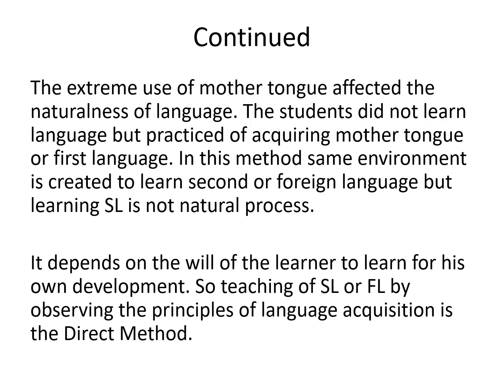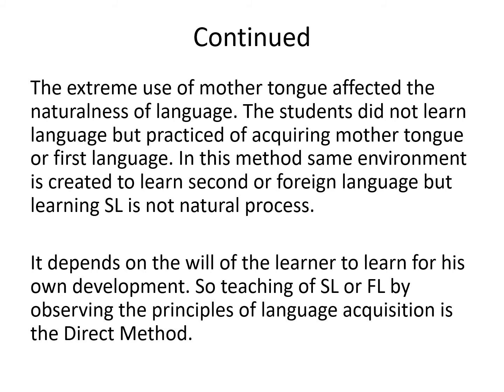The extreme use of the mother tongue affected the naturalness of language. The proponents, or supporters, of this method say that if a learner uses the mother tongue, he or she will not be able to use the target language in an effective, natural way. So the student did not learn the language but practiced acquiring the mother tongue or first language. If they are strictly banned from using L1 or the mother tongue, they will be able to use the target language very quickly, with rapid progress.